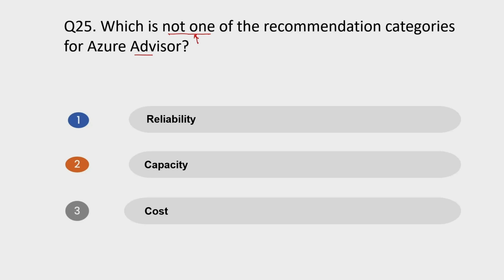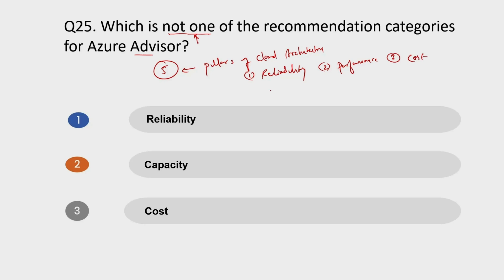We know that Azure Advisor will provide recommendations based on the 5 pillars of cloud architecture. We have reliability, performance, cost, operational excellence, and security.